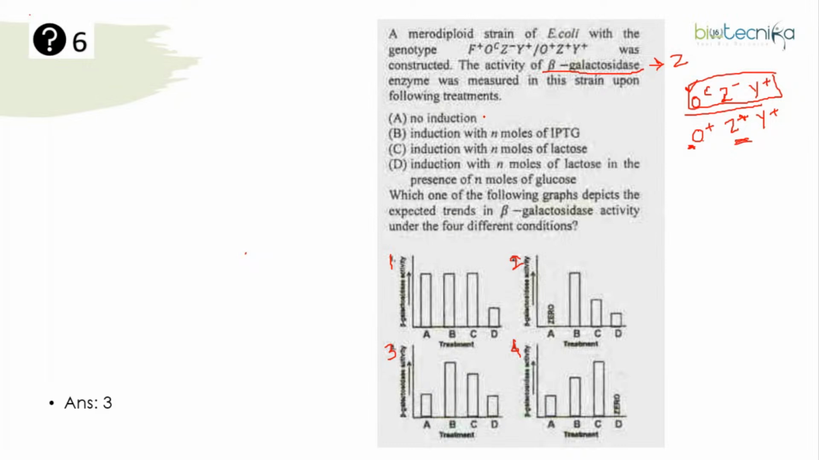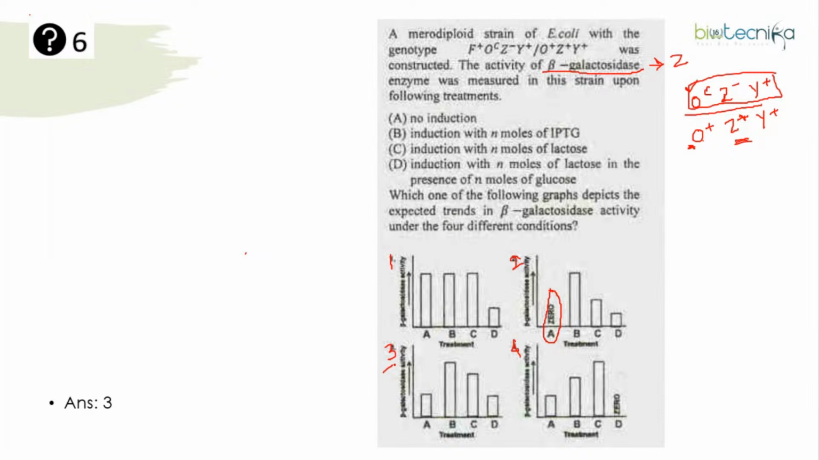Then what is happening? The repressor is bound to your operator. Many of you will say that the activity of beta galactosidase will be 0, and you must be thinking that option 2 is the correct answer. But no, it is option 3. Here is a trick. Why?